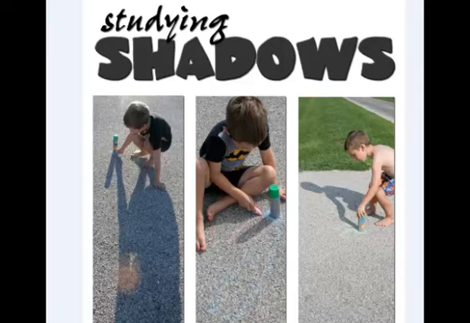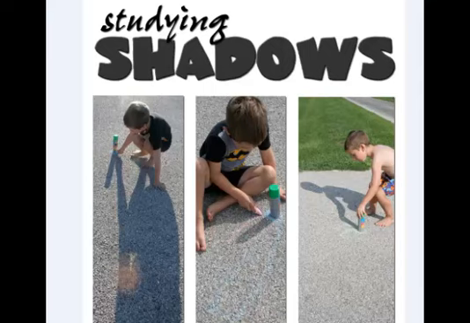Today, you're going to learn about shadows. Shadows are the dark areas that form behind objects when the objects block the light. Shadows can be big, they can be small. Shadows can be long or short. Shadows can be funny or scary. Shadows are everywhere. Take a look at these pictures on the screen, boys and girls.